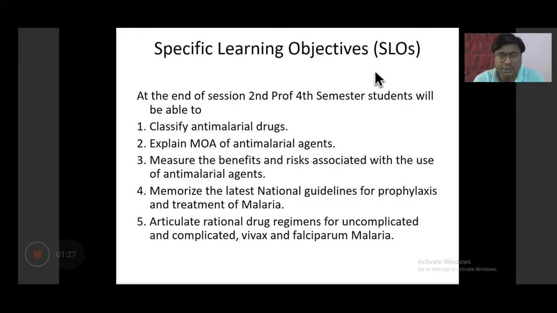And then as per national guidelines, what is the prescribed prophylaxis and treatment for malaria. This we will discuss, and then at the end, you will be able to write, articulate, explain and treat a patient of complicated or uncomplicated vivax or falciparum malaria. So this is the agenda. This is the objective which we will cover in this topic.